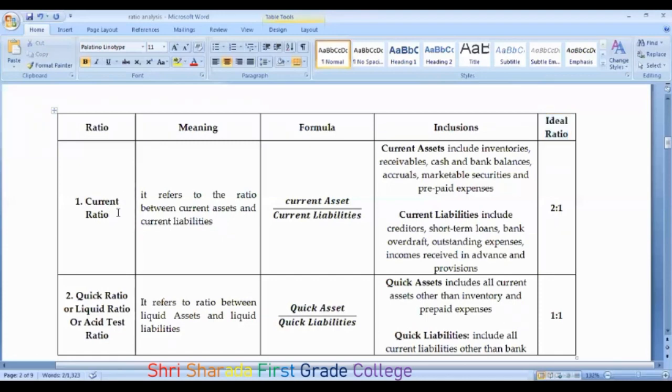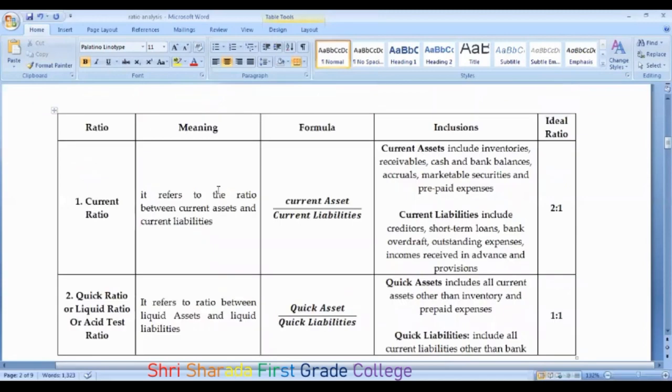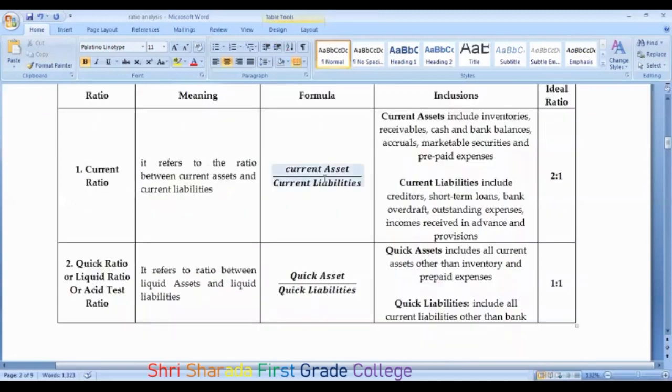So we shall see now what is current ratio and what is the formula to calculate the current ratio. The current ratio refers to the ratio between the current assets and the current liability. The current ratio analyzes the ratio which will be indicated between the current assets and the current liability, which is nothing but the current assets divided by the current liability.